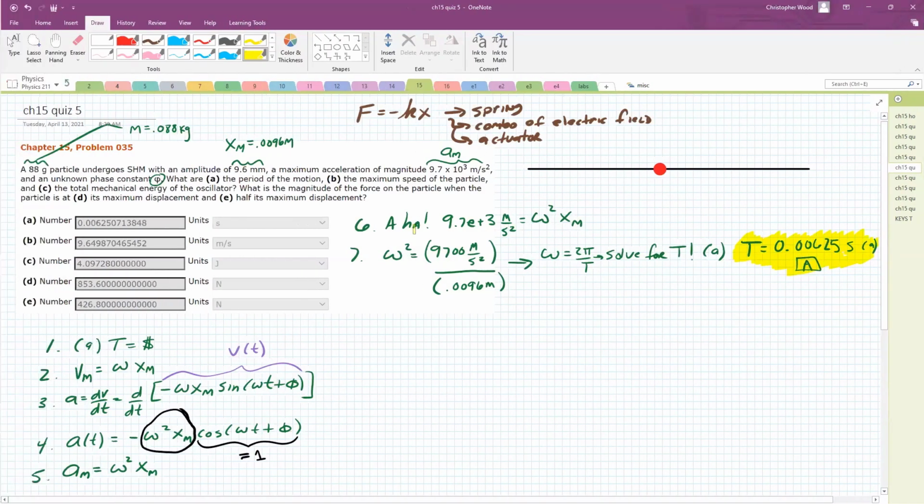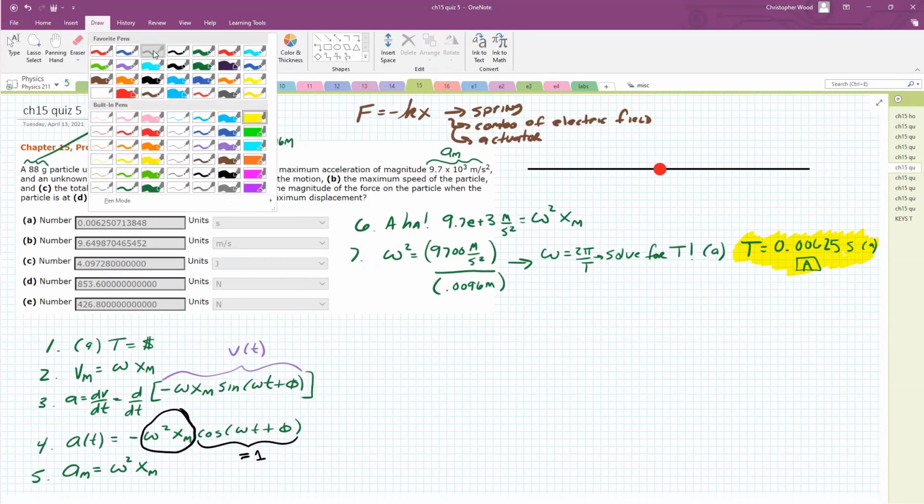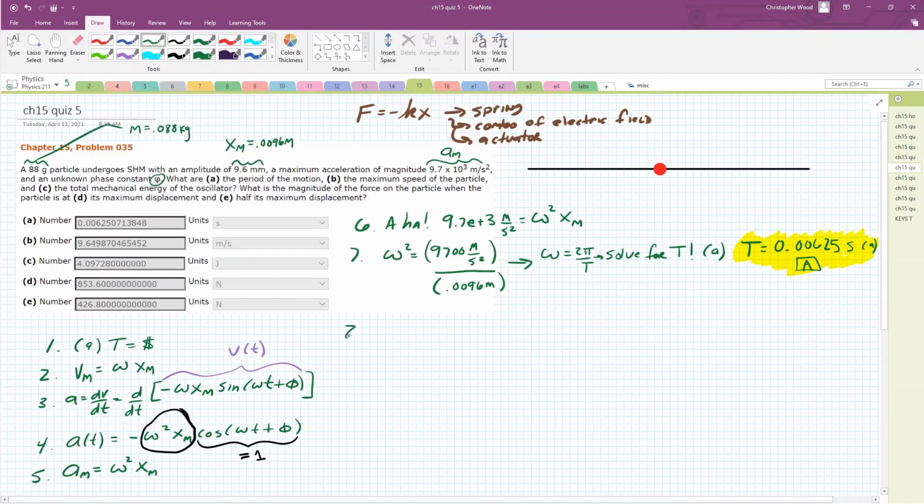Maybe let's do part B. What's the maximum speed? Actually, this could go pretty fast. We'll see. We'll see how my endurance holds out. What is the maximum speed?